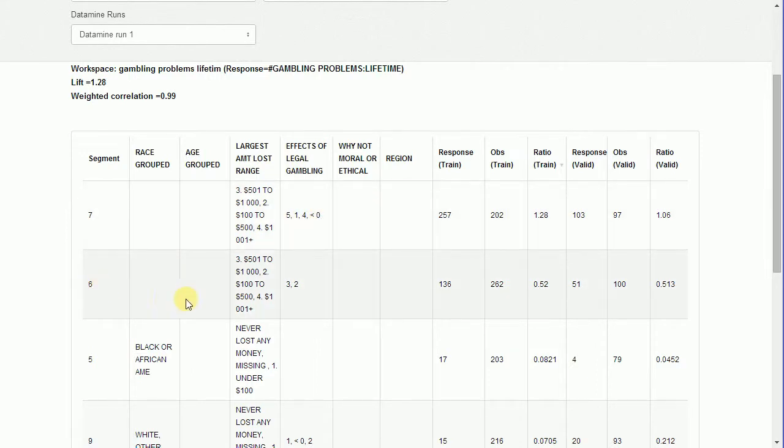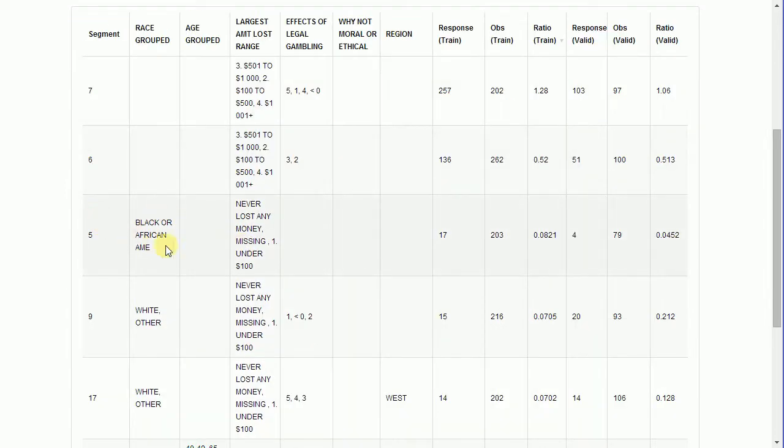By contrast, this segment here is defined as being where the largest amount lost took the same values as the previous segment, but where effects of legal gambling values were either 3 or 2. This segment here is where race groups took the values either black or African American, and where largest amount lost range was in the never lost any money, missing, or under $100 categories, etc.